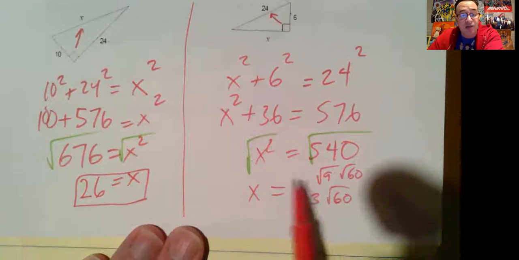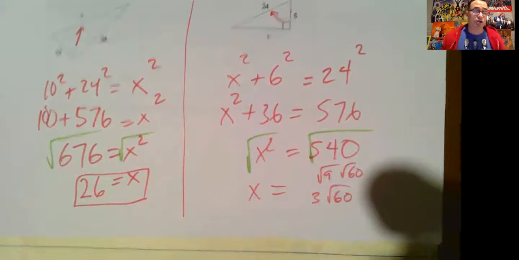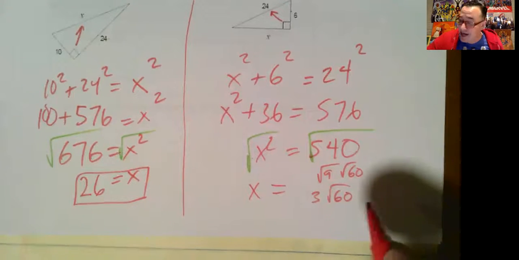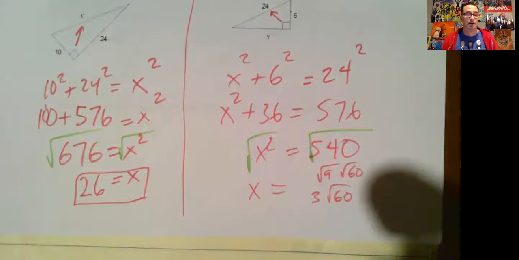Now, that 3 is outside. I don't have to do anything else with that besides combining it with other things. That 60 is where I got to focus my time now. What else goes into the 60 that we could potentially use as a perfect square? Can you guys think of anything off the top of your head?